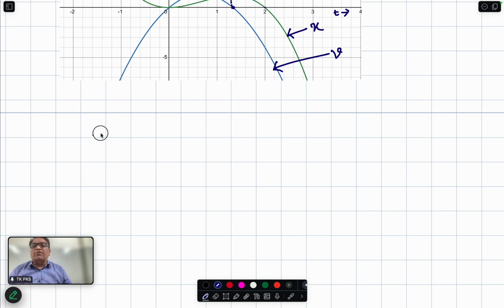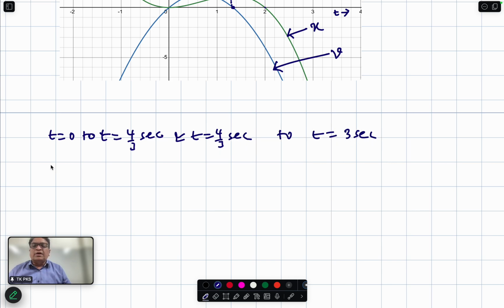For example, I have noticed at t is equal to 4/3 seconds, there is a U-turn. So, t is equal to 0 to t is equal to 4/3, and t is equal to 4/3 seconds to t is equal to 3 seconds. In the first interval, it is moving in the forward direction. In the second, it is moving in the reverse direction.